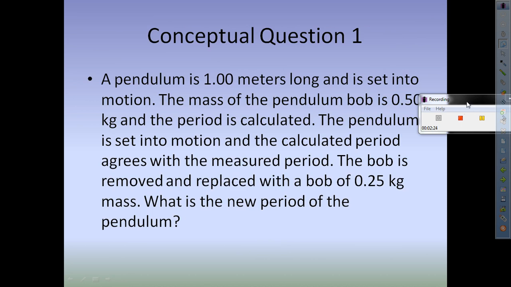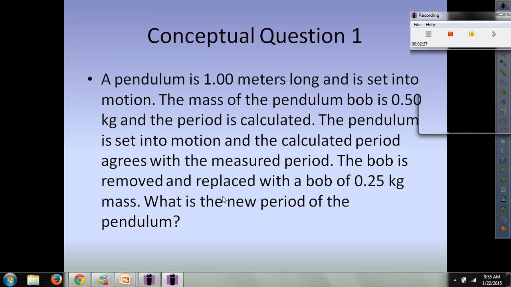All right, so let's look at this. It says a pendulum is 1 meter long and is set into motion. The mass of the pendulum bob is 0.5 kilograms. The period is calculated. The pendulum is set into motion and the calculated period agrees with the measured period. They take the bob off and do it again. What's the period of the pendulum?